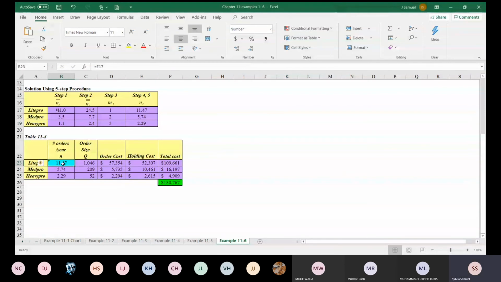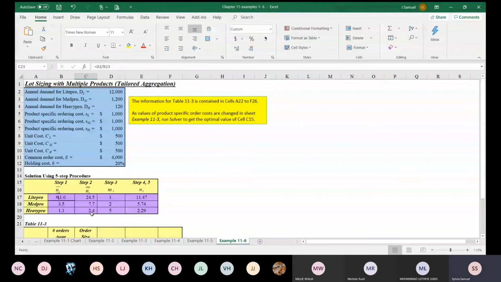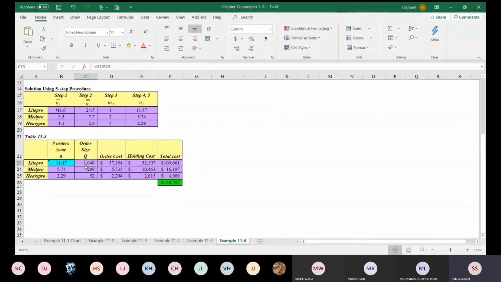So ordering per year, using the results from step 4 and step 5, will be 11.47. Remember our ordering quantity size, it's 1,000, right? On the top, 12,000 ordering quantity. So they're using the formula, remember? The demand divided by ordering per year, and they got the quantity 1,046.